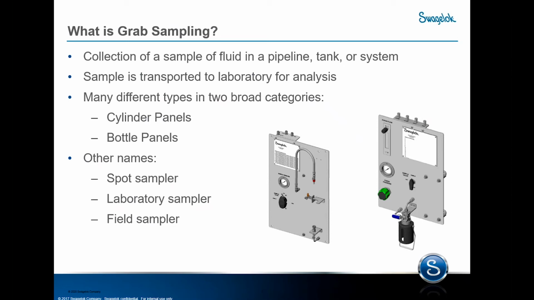So this analysis is a qualitative measurement. It determines the nature of the sample, as opposed to a quantitative measurement, which would be measuring process variables like pressure and temperature. There are a lot of different styles of samplers, but we categorize them into two broad categories. We have cylinder panels, which is for sampling gases and volatile liquids, and we have bottle panels for sampling non-volatile liquids.